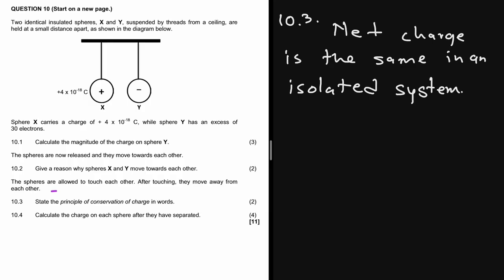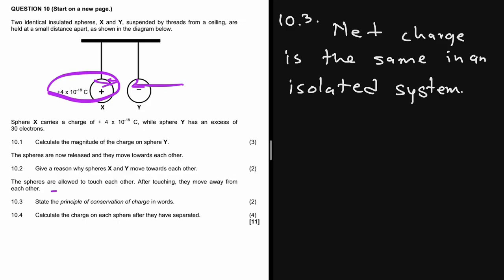So now this means that if you have a net charge of, let's say, positive 4 times 10 to the power of negative 18, the charge will remain like that if you have a closed system. But once you bring the charges together, this becomes an open system. We are going to have a transfer of electrons, so the charges will change. But in an isolated system, the conservation of charges stays. It stays conserved.